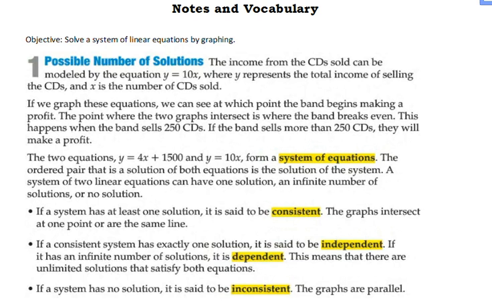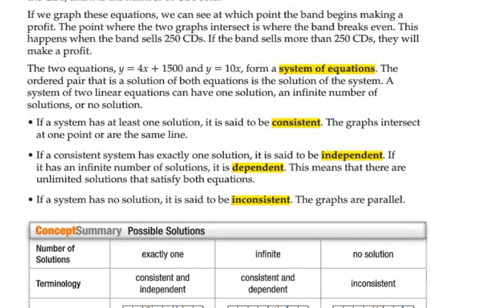I did kind of just briefly go through that because, again, we saw a good example in our introduction. But understanding that those 2 equations that we used were called a system of equations. That ordered pair that is a solution of both is called the solution of the system. So those are the 2 vocab words that we're looking at. A system of 2 linear equations can have the one solution, which we had. At 4 laps, they had $80. Sometimes they can have an infinite number of solutions, and sometimes they can have no solutions.